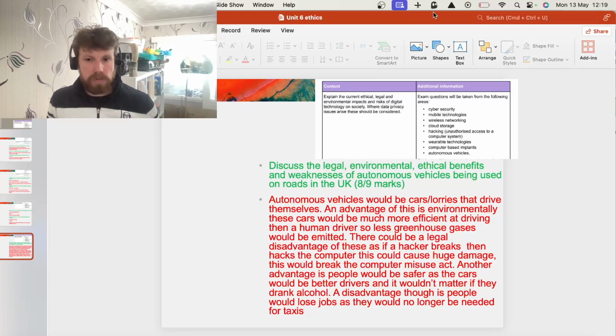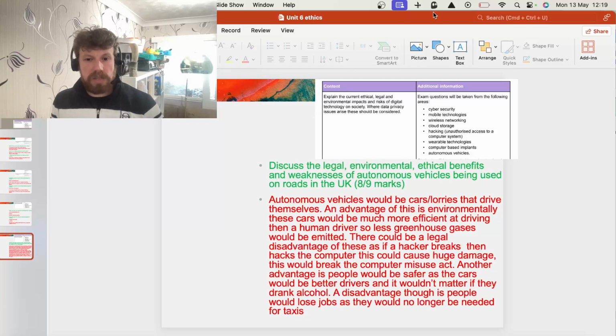So it says, autonomous vehicles would be cars and lorries that drive themselves. Make the point, show the examiner that you know what it's talking about. An advantage of this is environmentally, these cars would be much more efficient at driving than a human driver, so less greenhouse gases would be emitted. So again, I've just taken one of those points that we talked about in the environment and related it to that scenario, talking about how cars and stuff are using it.